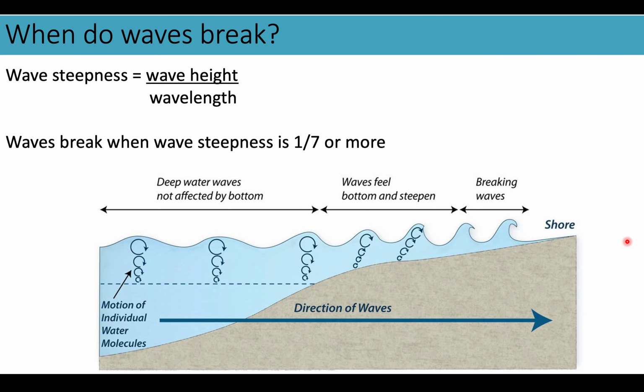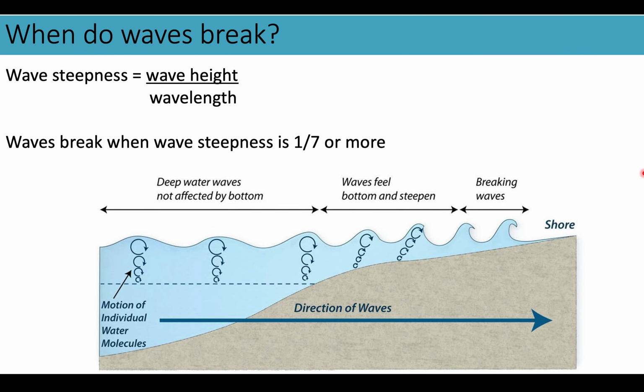Waves break due to what we call wave steepness. So wave steepness is how steep is that wave on the shore. The calculation is just the wave height divided by the wavelength. So the wave height, this distance from trough to crest, this vertical height, divided by the distance between the two crests. And waves generally break when the steepness is 1/7 or more, meaning when the wave height is about 1/7 of the distance between the two.